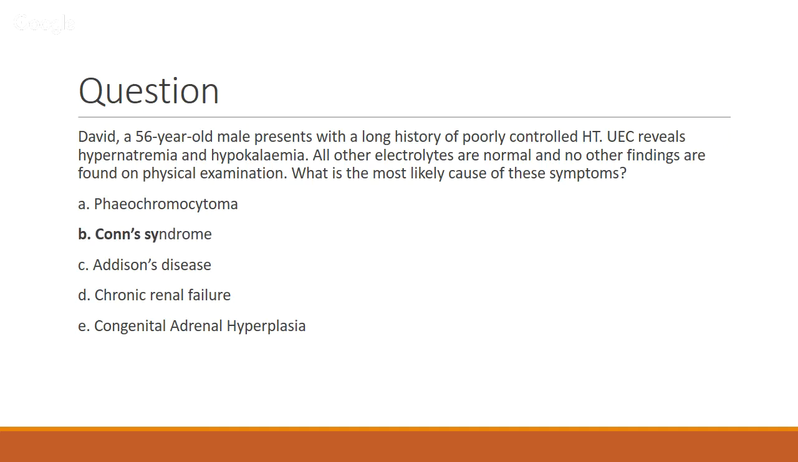Okay, so the answer is B. The keywords are hypernatremia and hypokalemia. The cause of that is going to be an increase in aldosterone, right? And of the options listed here, Conn syndrome is the only one associated with increase in aldosterone.